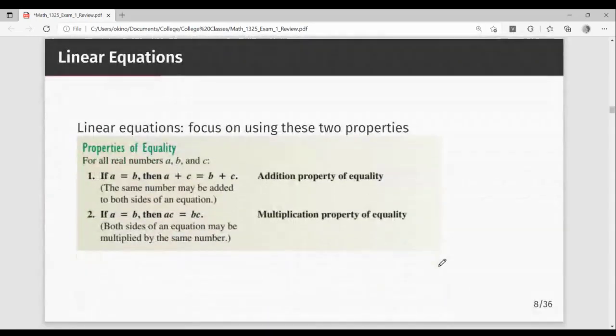Now let's move on. Linear equations, right? So when working with linear equations, there are two things we have to keep in mind. We need to keep in mind the properties of equality. And what do I mean by that?